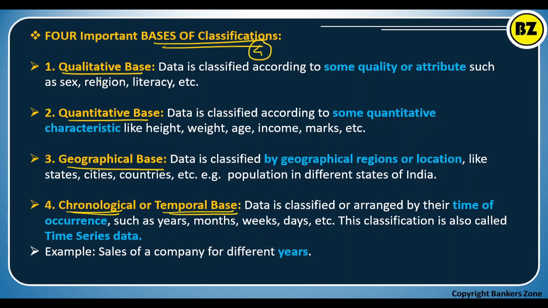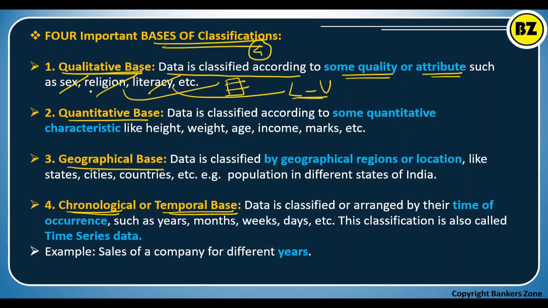Very easy. Qualitative base means classifying the data according to some quality or attribute. What is the quality? For example, what is the gender, what is the religion, what is the literacy? What is your religion? It is a unique quality you are having, right? What is your literacy? You are literate or illiterate, a unique quality. What is the gender you are having, either male, female or other, right? So you are having some uniqueness about it. So based on some quality, the data can be classified.